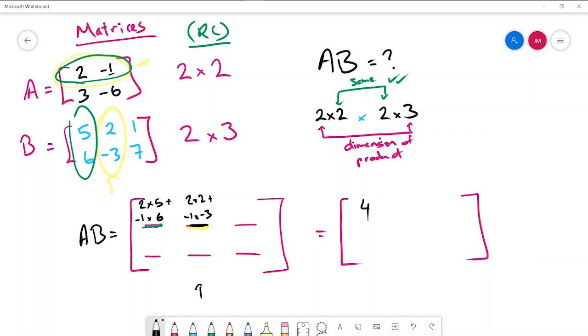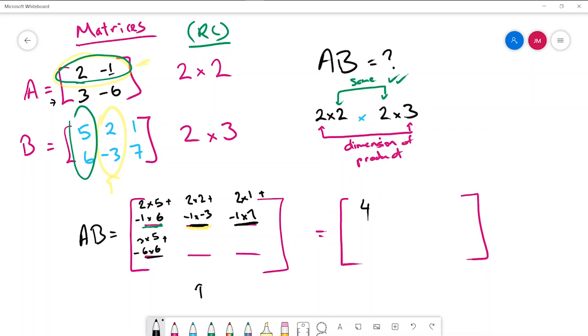So first, for the next one across up here, we've got the first row, third column, so it'd be 2 times 1 plus -1 times 7. Then we go to the next one down the bottom here, second row, first column. So now we're going to be looking at the second row of A. So that'll be the 3 and the -6. So we're going to go 3 times 5 plus -6 times 6, and then keep working your way across.